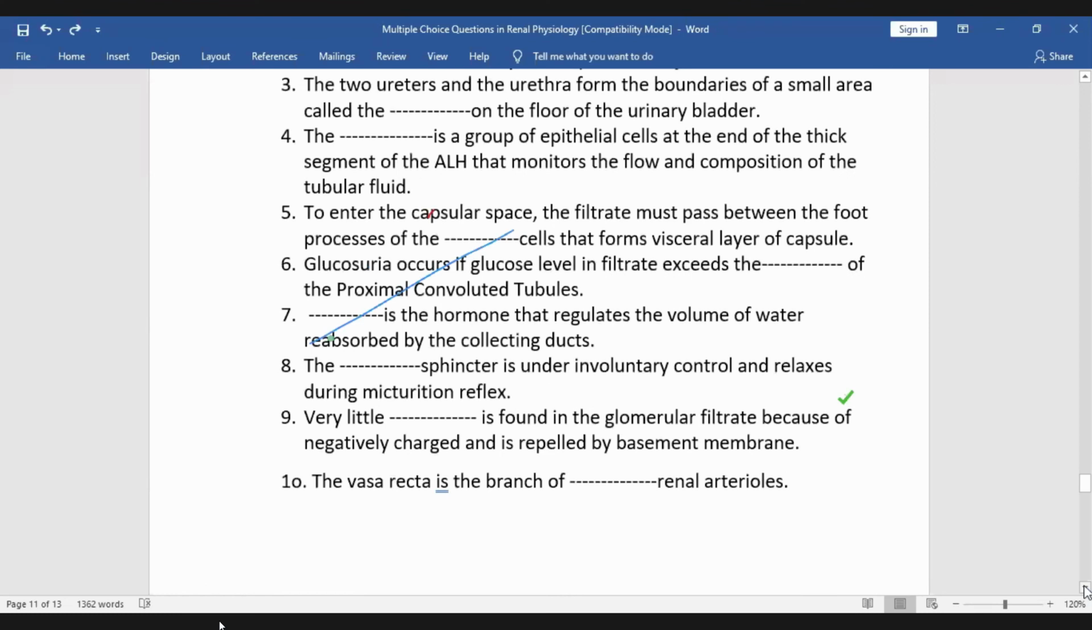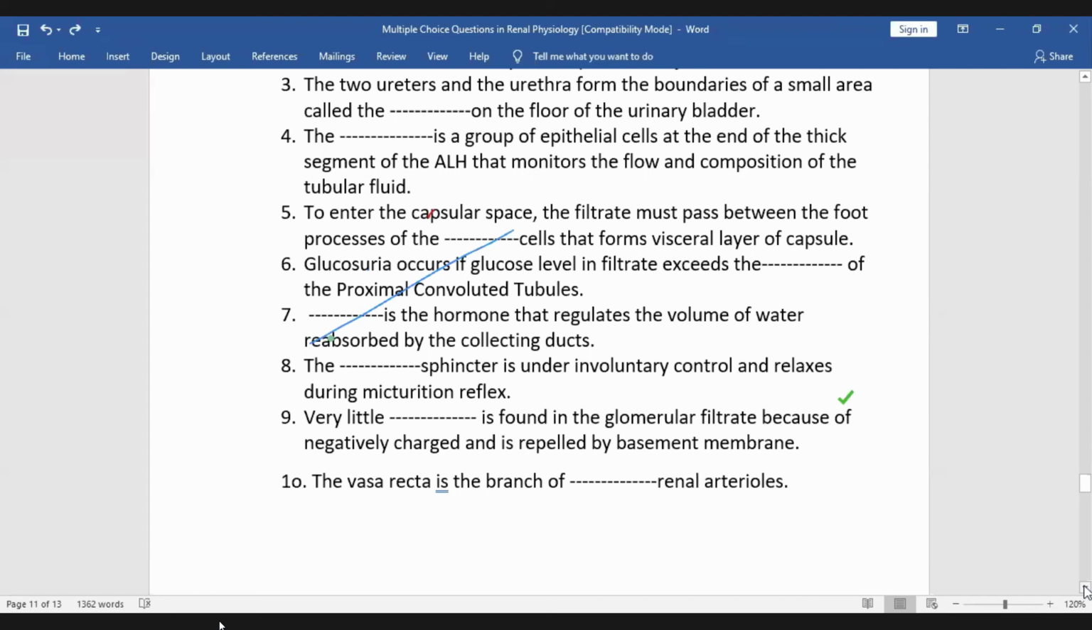Ladies and gentlemen, the sphincter is under involuntary control. Try to remember, involuntary control, and it relaxes during the micturition reflex. What is that sphincter? Internal. The internal sphincter is under involuntary control, that is, under the control of the sympathetic system, and relaxes during the micturition reflex.